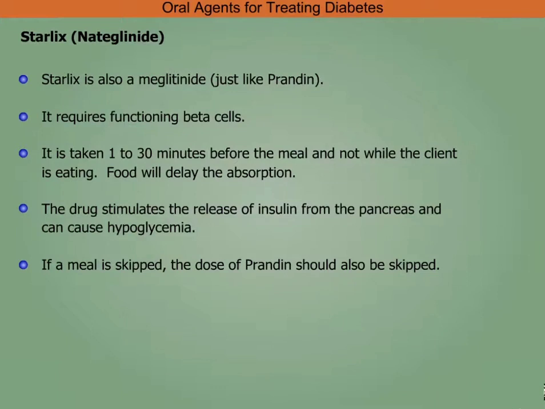Starlix. Starlix is also a meglitinide. It requires functioning beta cells. It is taken 1 to 30 minutes before the meal and not while the client is eating. Food will delay the absorption. The drug stimulates the release of insulin from the pancreas and can cause hypoglycemia. If a meal is skipped, the dose should also be skipped.